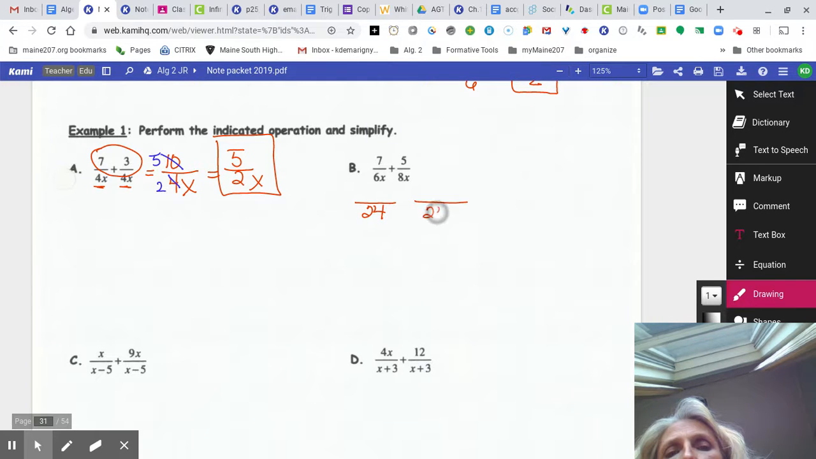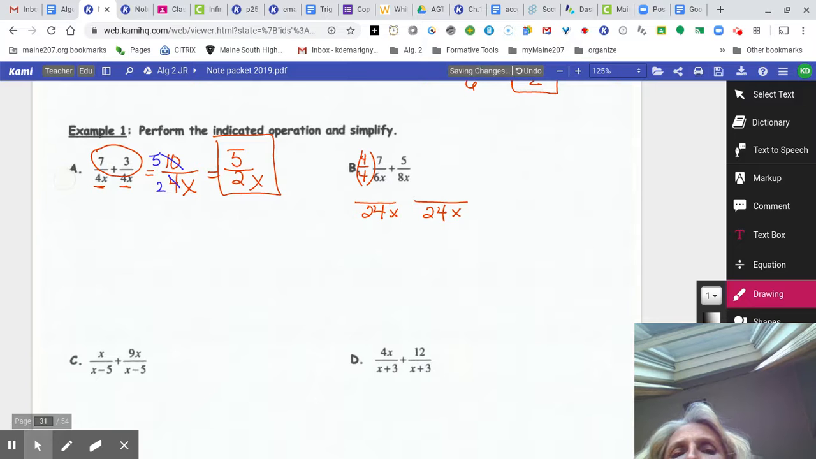Now, if you don't get this right, let's say you get a number too big, it's okay. You'll just have to reduce it at the end. But I am going to have both of those variables too. So I need an x at the denominator of both of those. So here's how I change the numerator. So 6 times what is 24? That's a 4. So what I had to do is multiply the top and bottom by 4.